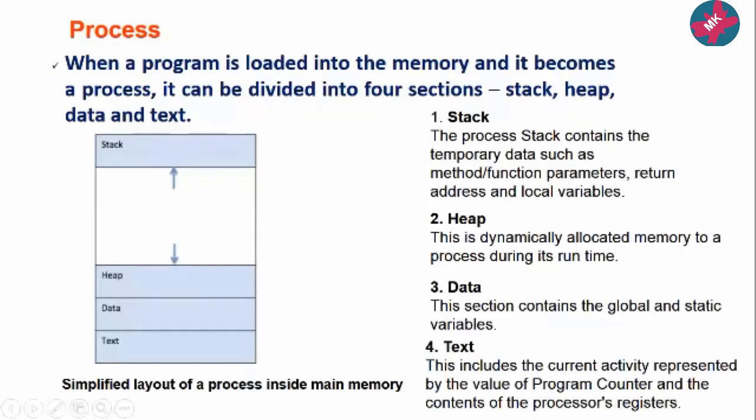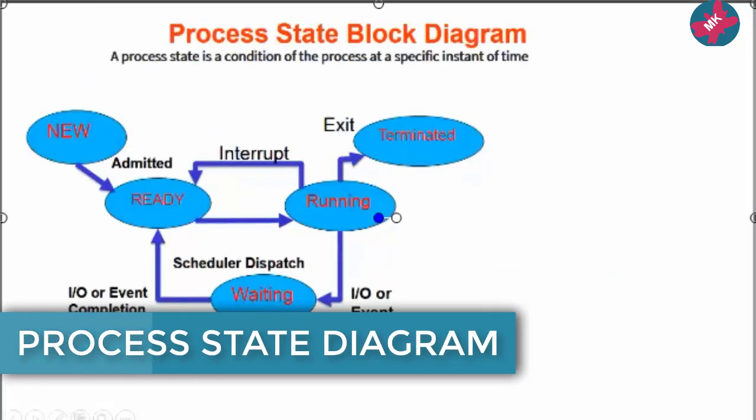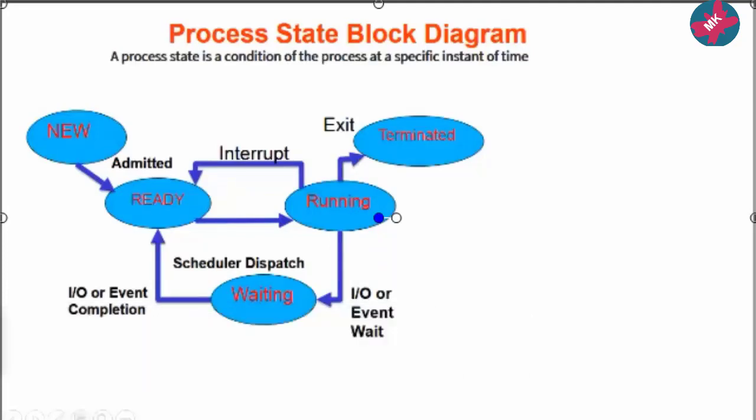State means, say, suppose at one particular moment, you all are listening to me. So that is a listening state. Similarly, a process may undergo different states during its execution, right? So let us now understand what are the different states of the process and when each of them occurs. As I have defined, at a specific instant of time. And this particular diagram represents the different states of a process.